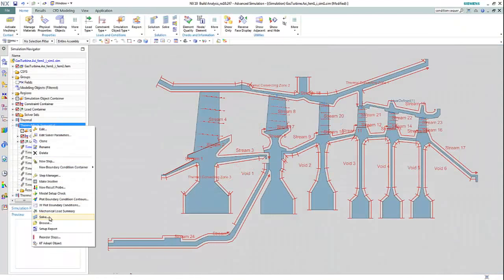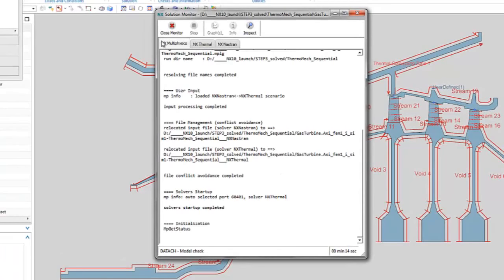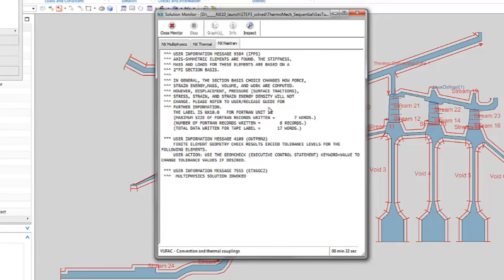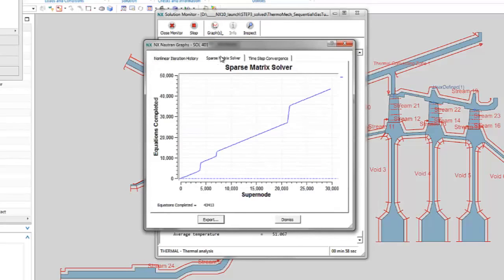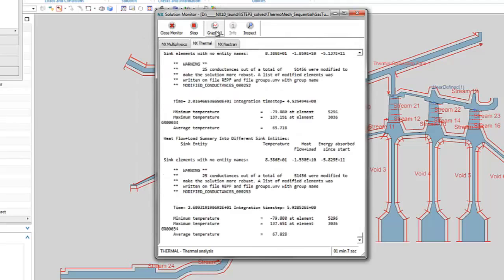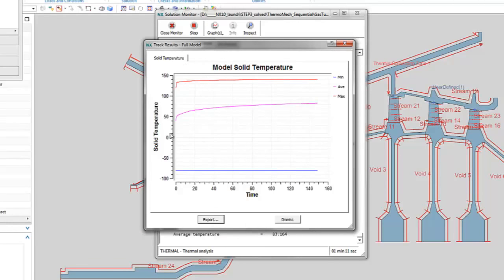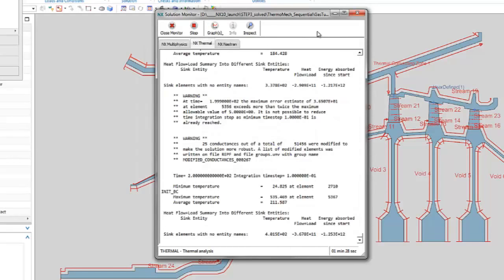With the analysis model defined, the engineer then kicks off the solve, and the solution monitor will simultaneously track solution progress for the coupled structural thermal solution between NX Nastran and NX Thermal. The engineer can view graphs to monitor convergence for both the thermal and structural solutions, and can also monitor the progress of key results.